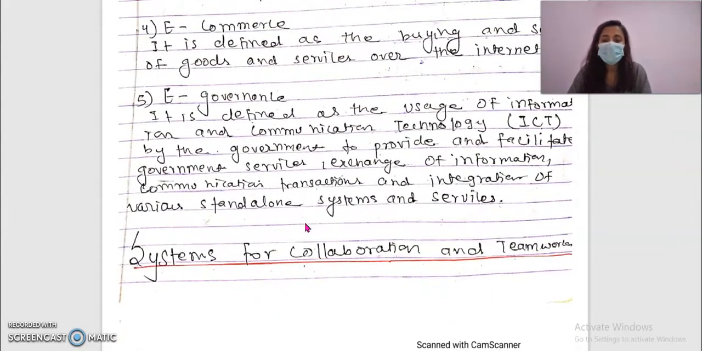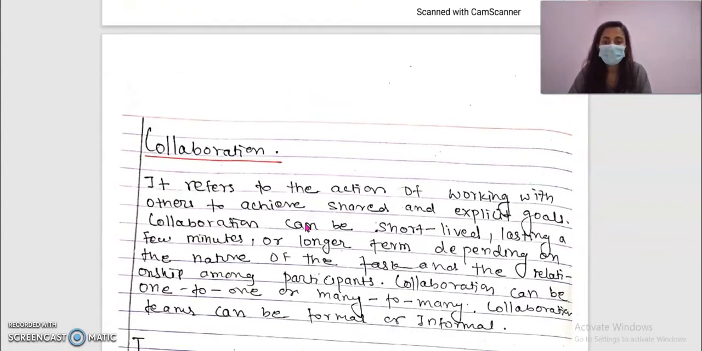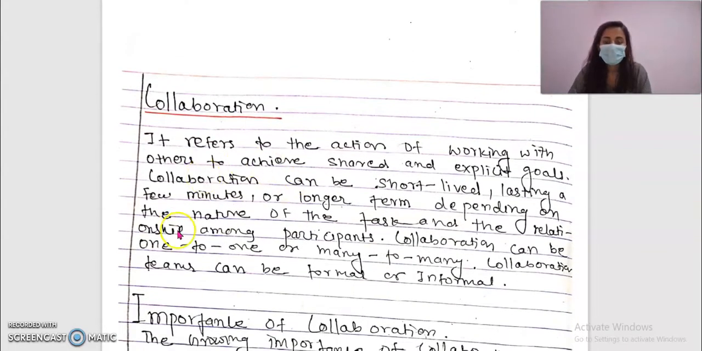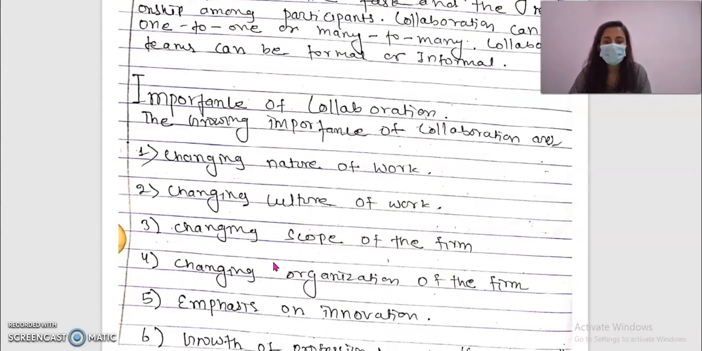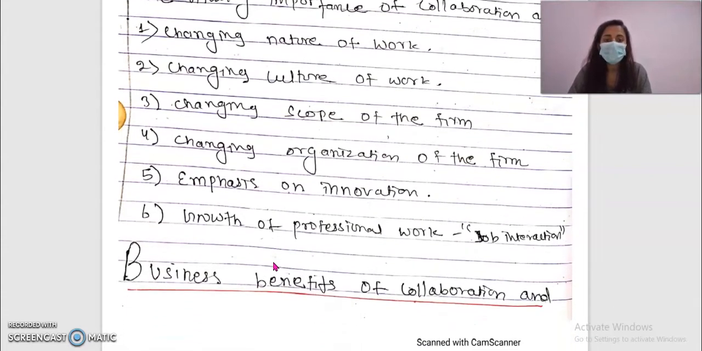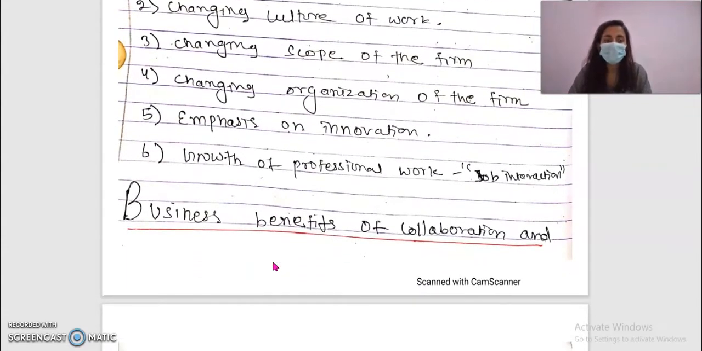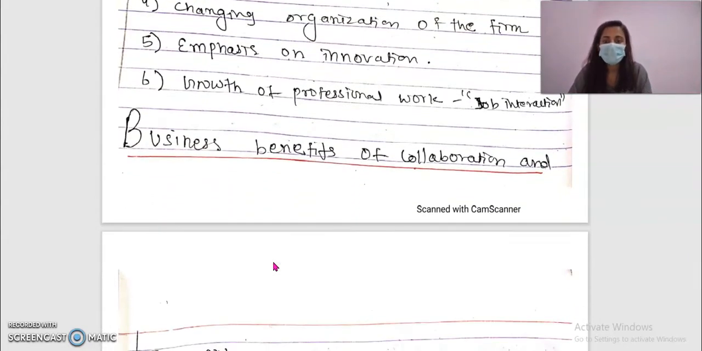Now the next topic, system for collaboration and teamwork. Collaboration. See the collaboration definition. The importance of collaboration: changing nature of work, changing culture of work, changing scope of firm, changing organization of the firm, emphasis on innovation, growth of professional work, that is job interaction.